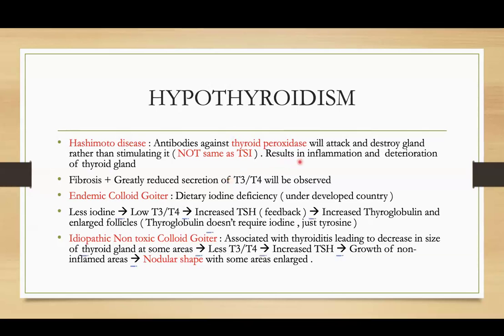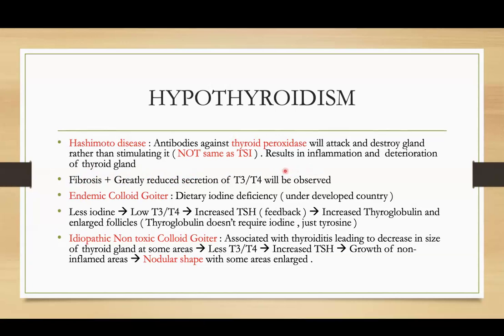So it results in inflammation and deterioration of the thyroid gland. You're going to have fibrosis, which is obviously because of the deterioration and destruction. Fibrosis is always going to be seen when you have destruction. And then you have greatly reduced secretion of T3 and T4 because the gland is being destroyed, right?